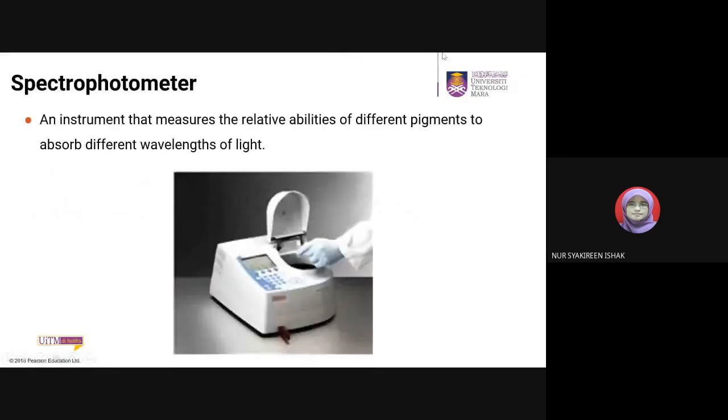So this is the equipment, okay? The equipment used to measure the ability of different pigments to absorb different wavelengths of light. Spectrophotometer. Spectrophotometer is really a useful machine to measure different kinds of measurement, okay?